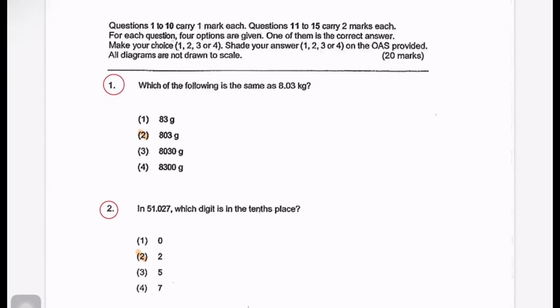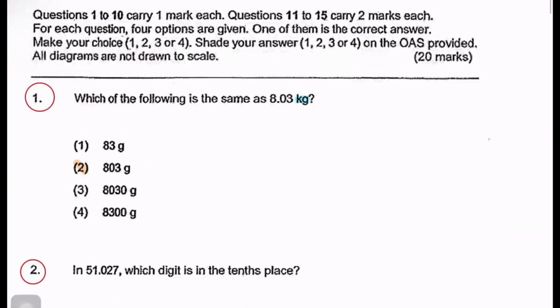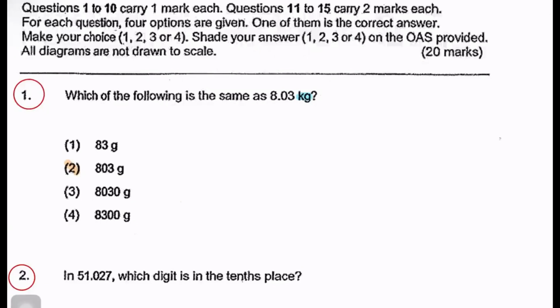Which of the following is the same as 8.03 kg? Now, when you see the unit kg, you know it is about weight, about mass, right? Like you step on the weighing scale, you weigh how heavy you are, correct? Okay, now, this is an MCQ question. You have 4 options. You need to choose one of them that is the same as 8.03 kg. Now, we look at all these options. They are all in a different unit. What unit are they in? Grams. Very good, g means grams.